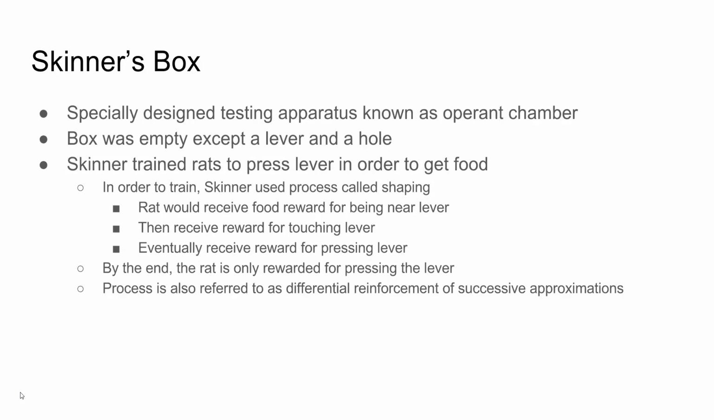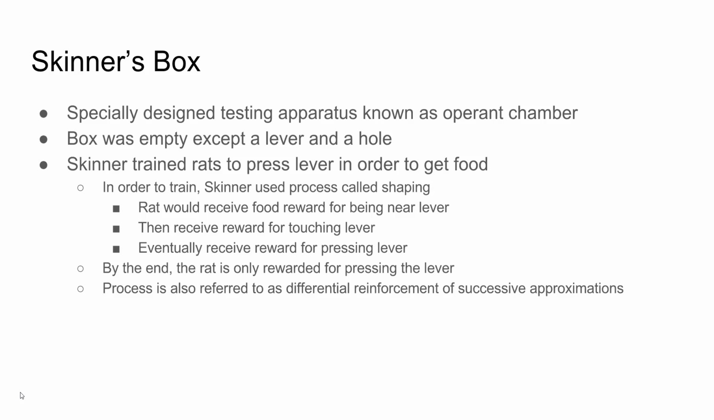In order to test this, Skinner designs what's known as an operant chamber, or more colloquially known as Skinner's box. Skinner's box is empty except for two things: a lever and a hole. The hole is designed to put food pellets through. And so Skinner trains rats to press the lever in order to get food. It's not like that just starts like that. He uses a process called shaping.